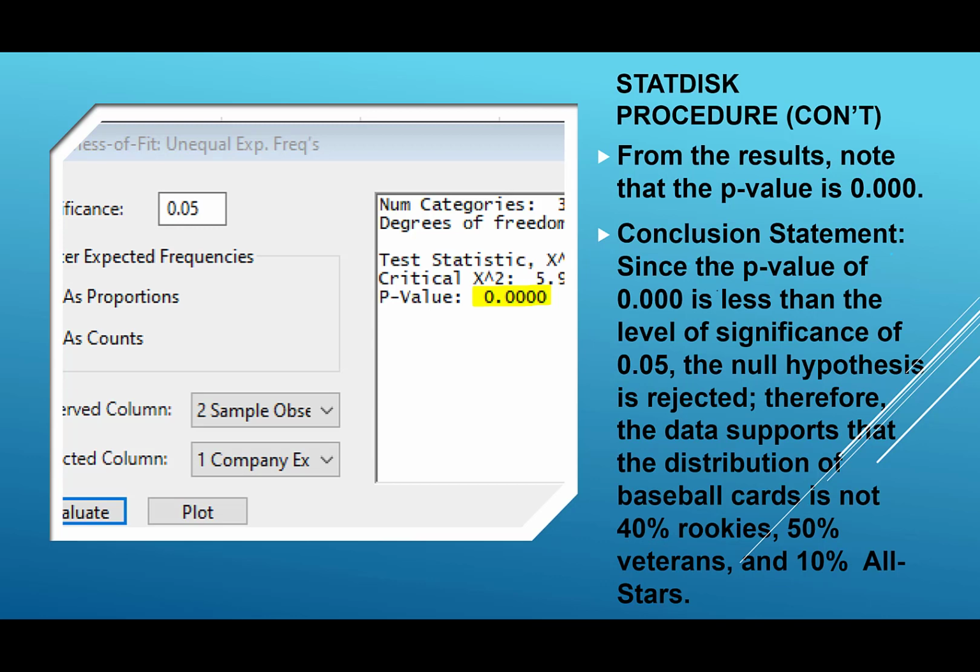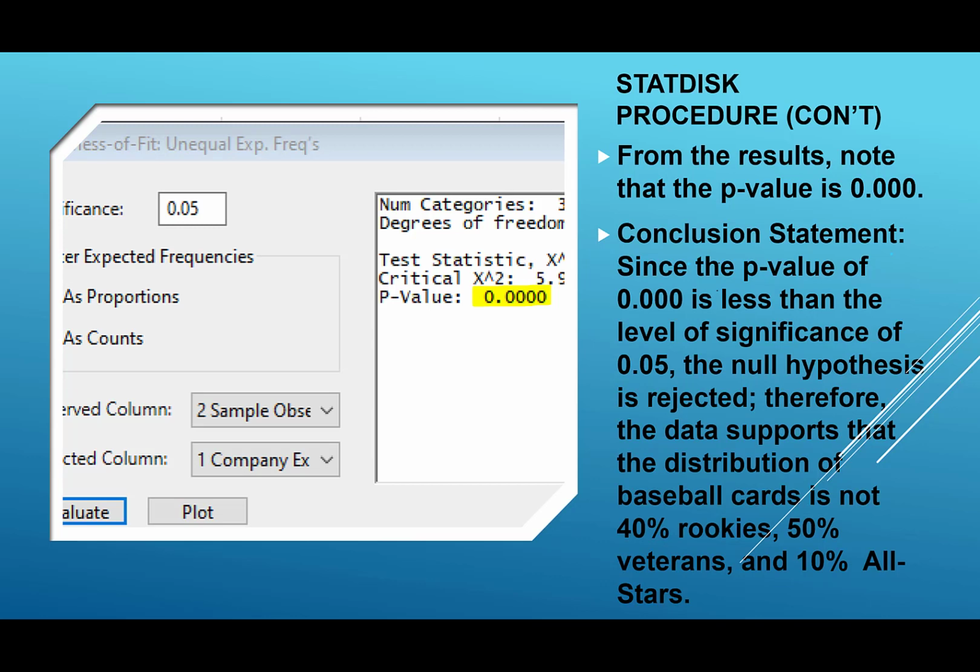We are now ready to talk about the conclusion statement. Remember that the conclusion statement has a prescribed format. First, you do a comparison of the p-value and the level of significance. Second, you tell whether the null hypothesis is rejected or not. And last, you give a synopsis of the hypothesis that is supported by the data.